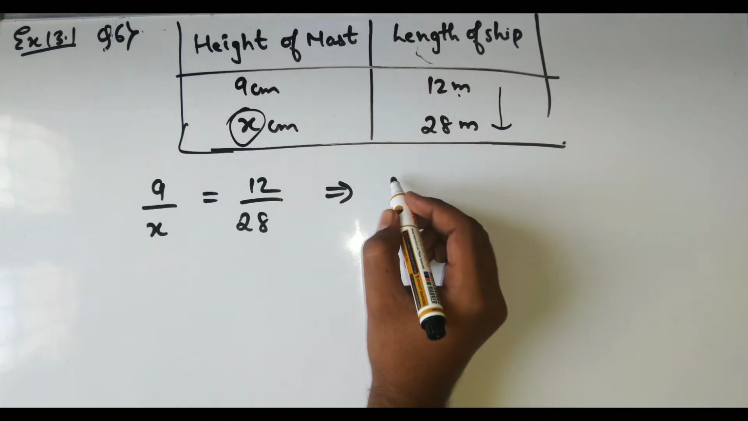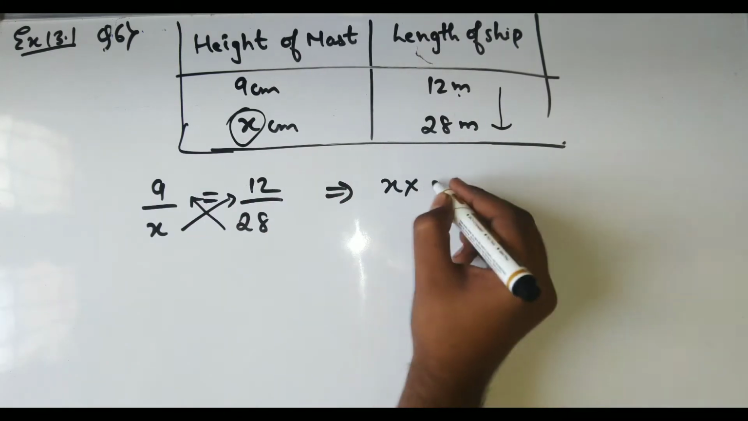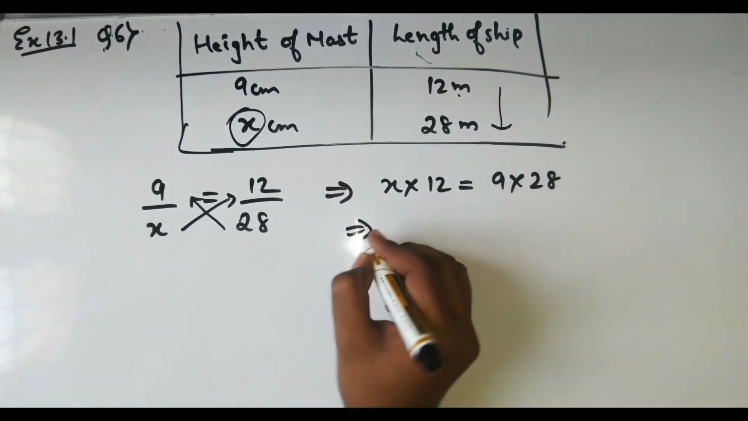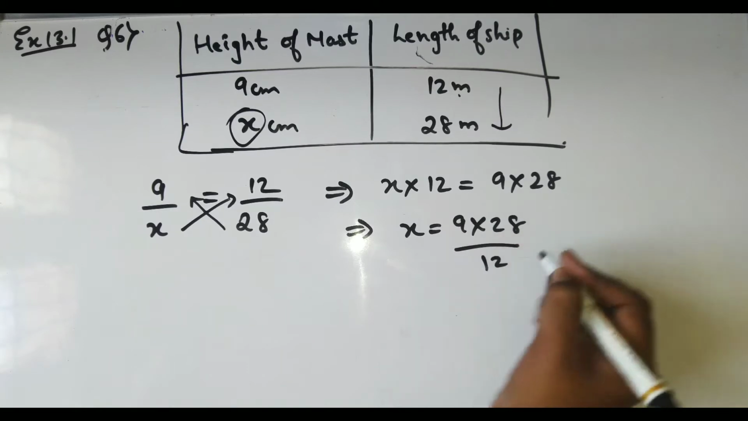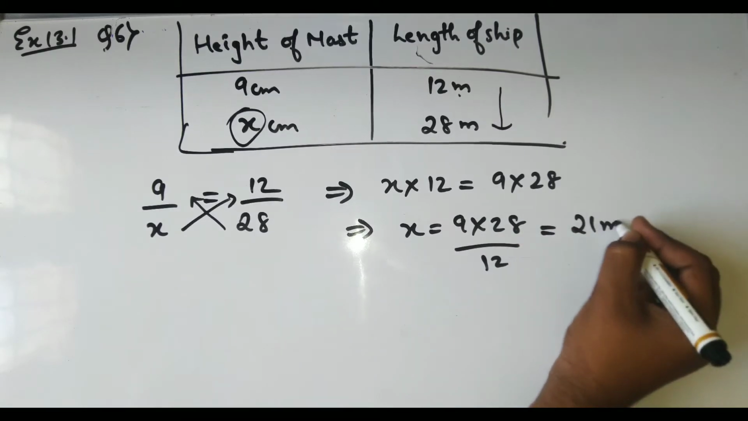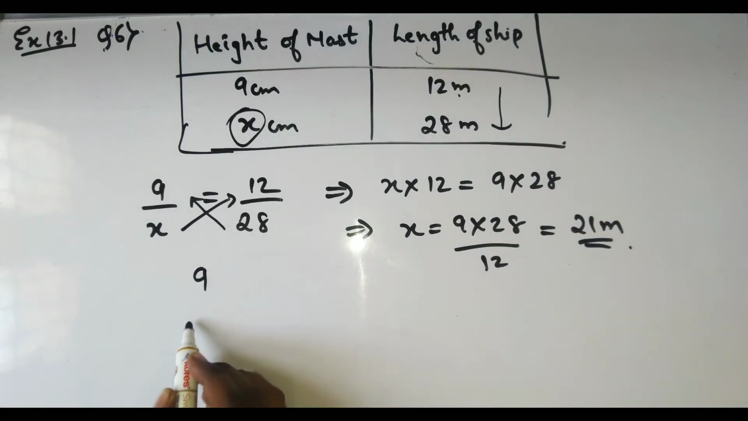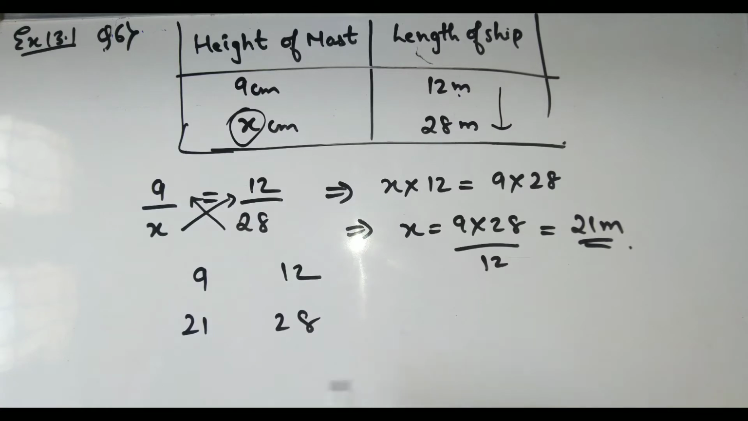Now here we have to just cross multiply. So you'll get x into 12 is equal to 9 into 28. That implies x is equal to 9 into 28 divided by 12, which is nothing but 21 meter. This is my answer. So you can see here, for 9 it is 21 and for 12 it is 28. This is increasing, this is also increasing.